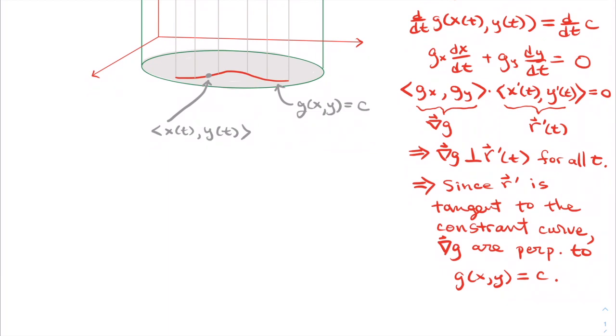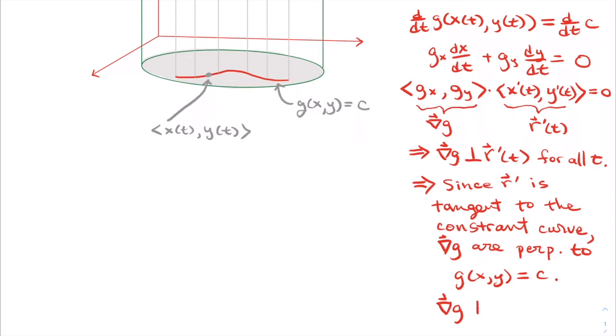That the gradient of any function of several variables is always perpendicular to level curves for that function. So you say g of x y equals c. Wherever you set a function of two variables to a constant, those are called level curves.